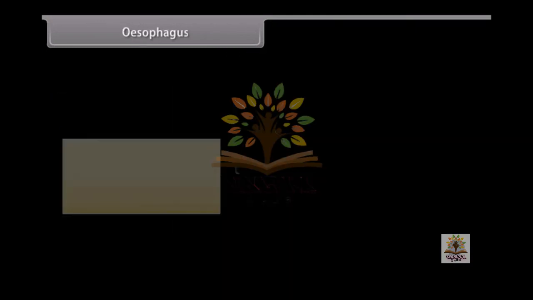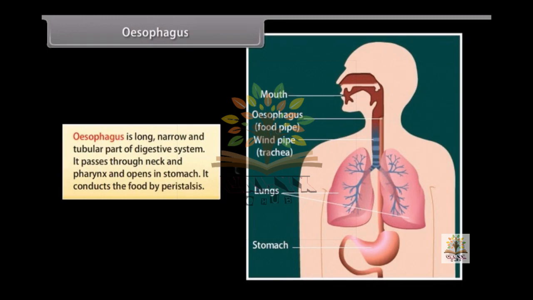Esophagus. Esophagus is long, narrow and tubular part of digestive system. It passes through neck and pharynx and opens in stomach. It conducts the food by peristalsis.